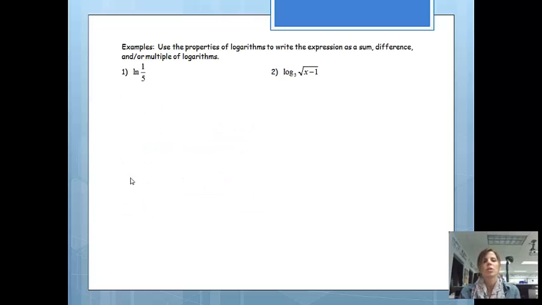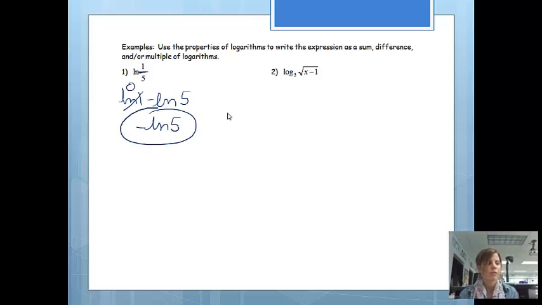It says to use the properties of logarithms to write the expression as a sum, difference, and or multiple of logarithms. So basically, it's written in one form right now, and we want to write it as two different problems. Since there's division here, we can use the property where I separate them with a subtraction sign, so I can rewrite this as ln 1 minus ln 5. I can actually go one step farther, because the natural log of 1 is 0, so my answer would be negative natural log 5.